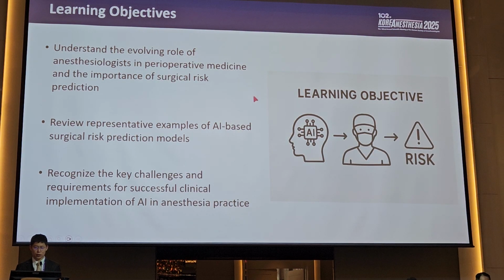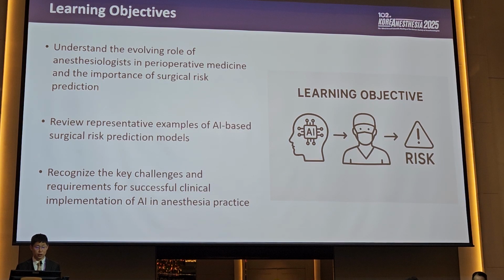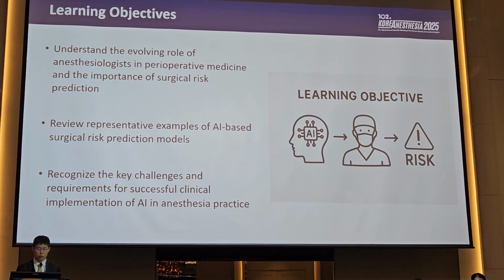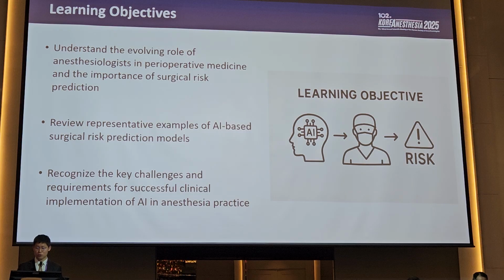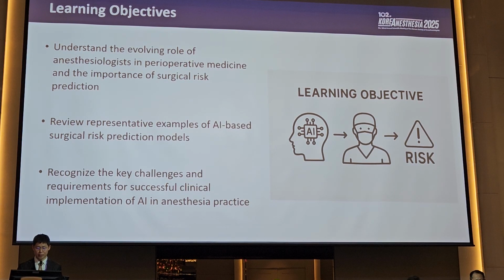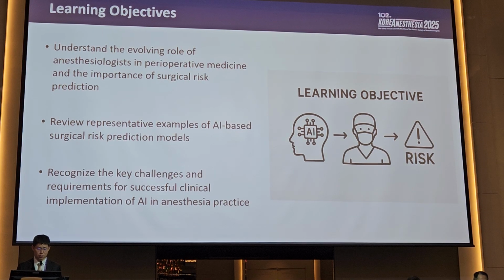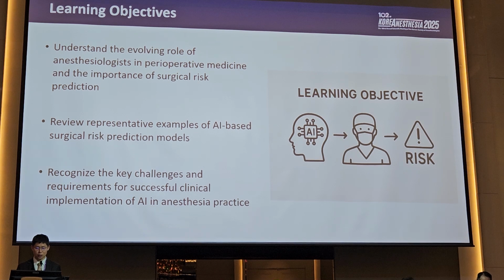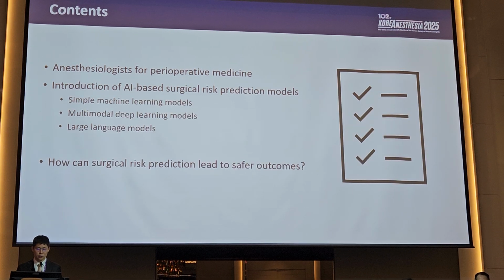This lecture has three learning objectives. First, to learn how the anesthesiologist's role is evolving in perioperative medicine and why surgical risk prediction matters. Second, review some representative examples of AI-based surgical risk prediction models. And finally, recognize the key challenges and requirements for successful clinical implementation of AI in anesthesia practice. Here's a brief overview of my presentation.